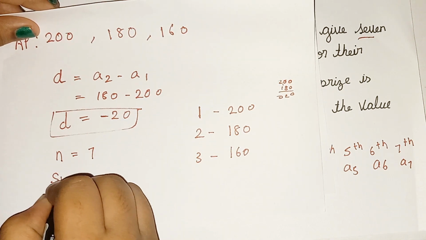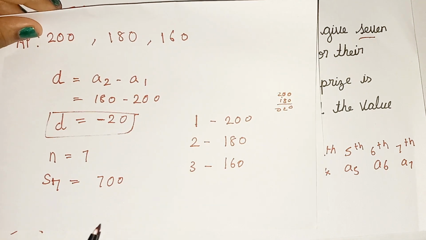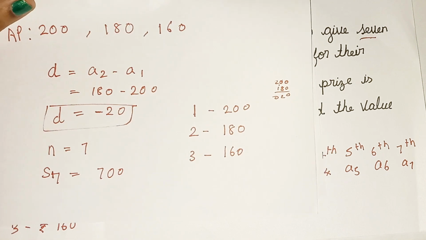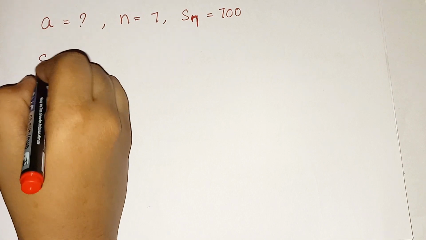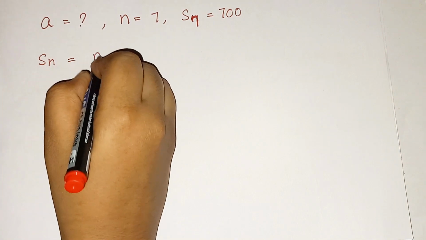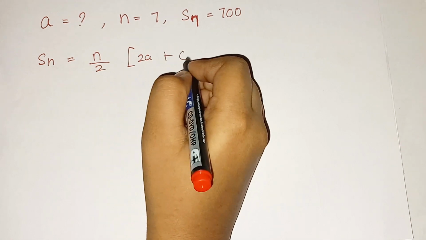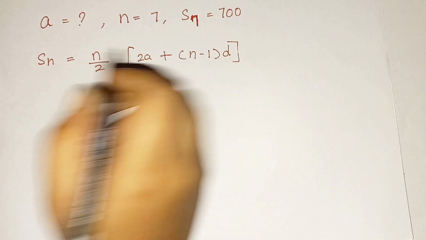So now we know the common difference, and we know the n value, that is 7, and the S7 value is 700. Now I can actually find the value. First let us apply the Sn formula. Sn is equal to n by 2 into 2a plus n minus 1 into d, and close the bracket.